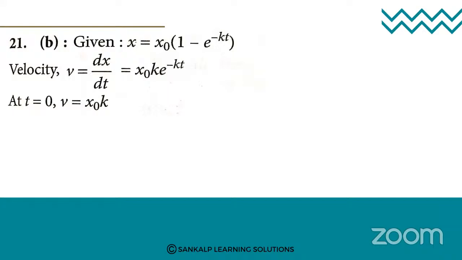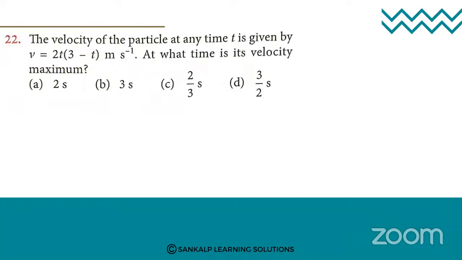Yes. Do this last question. The velocity of the particle at any time t is given by v is equal to 2t into bracket 3 minus t meter per second. At what time is its velocity maximum? Let's try this, students. At what time will that velocity be maximum?